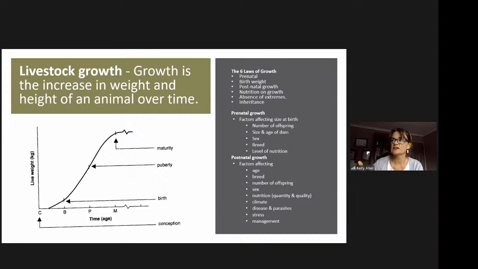Okay, so there are actually some different sections about growth, and these on the side here that I've just put up are some of the things that you can essentially talk about. So we do have different areas of growth, such as prenatal, so that's before birth, then birth weight, postnatal growth, which is after birth, then looking at nutrition while animals are growing, and then looking at the absence of extremes, which means things such as not being fed well, or poor environmental conditions such as no shelter, so they're using all their energy and they don't put it on growth. And then the last one is inheritance.